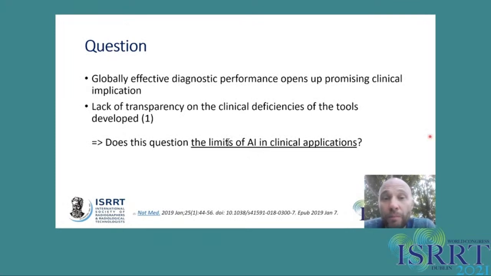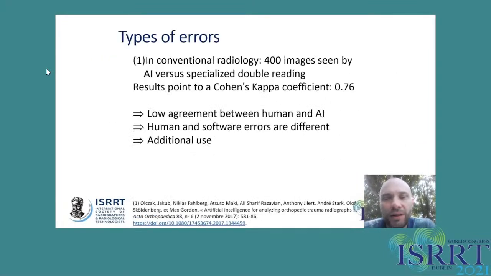Some articles warn about the lack of transparency and clinical evaluation assessment. Does it question the limits of AI in clinical application? We have seen that men and machines are not infallible. In terms of types of errors, several articles find poor concordance between algorithm errors and those of humans. This means that the errors are regularly different and highlights the interest of the complementarity of the man-machine duo.